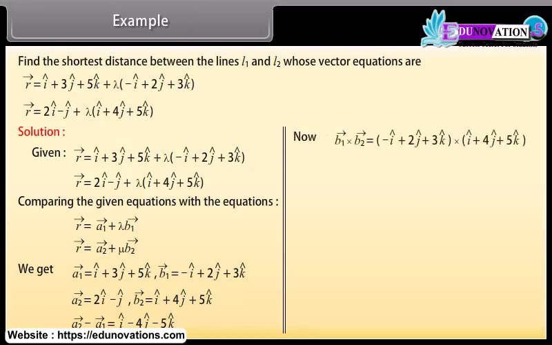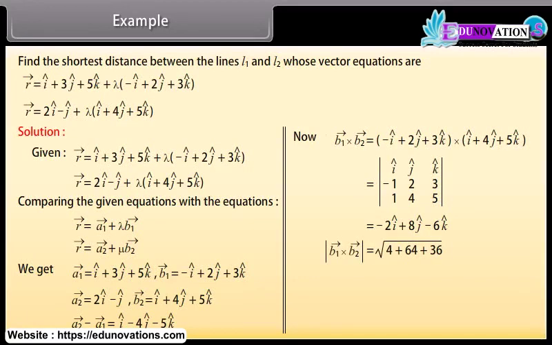Now, the cross product of vector b1 and vector b2 is (minus i cap plus 2 j cap plus 3 k cap) cross (i cap plus 4 j cap plus 5 k cap) equals determinant, row-wise: first row i cap, j cap, k cap; second row minus 1, 2, 3; third row 1, 4, 5. Equals minus 2 i cap plus 8 j cap minus 6 k cap. Modulus of cross product of vector b1 and vector b2 equals square root of 4 plus 64 plus 36, equals square root of 104.